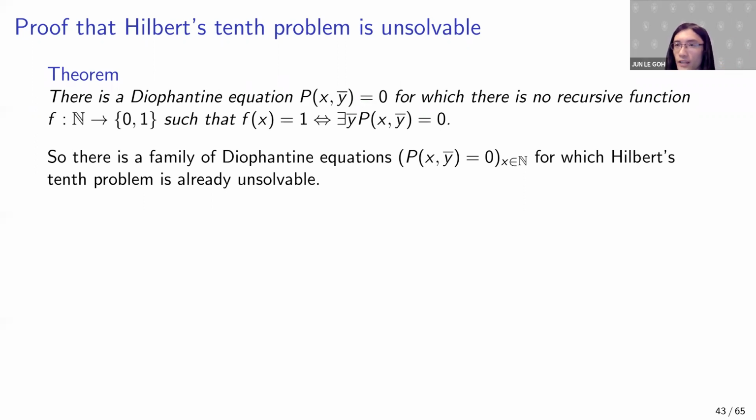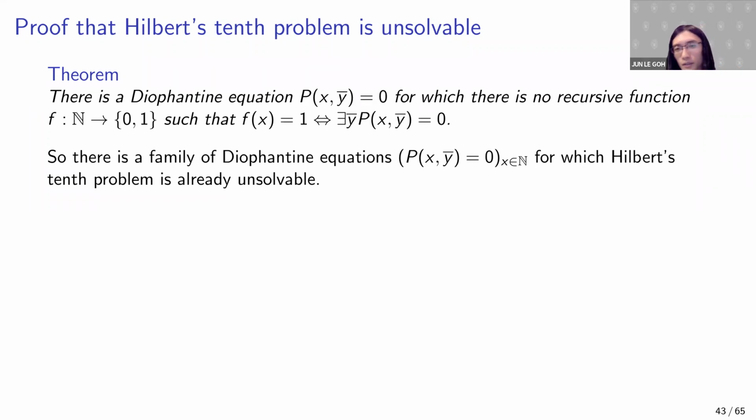As we vary each x, for x equals 0, x equals 1, x equals 2, we get a different Diophantine equation. So that gives us a family of Diophantine equations. And figuring out which of these have solutions is already algorithmically unsolvable. There is no recursive function that can tell us whether it has a solution or not.